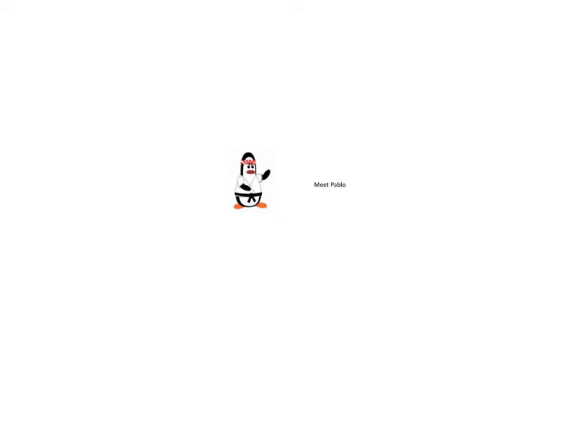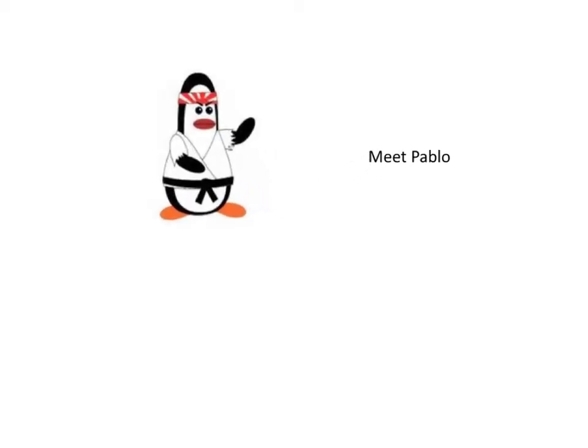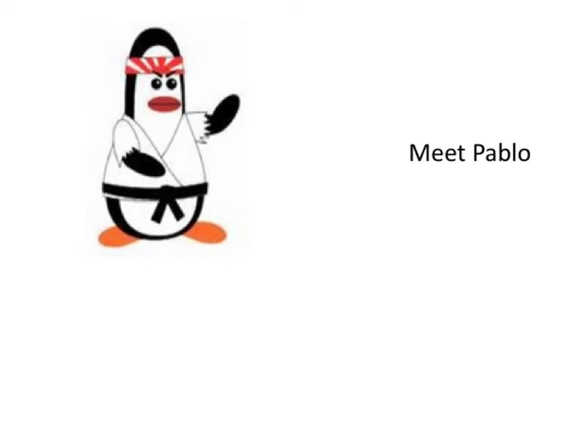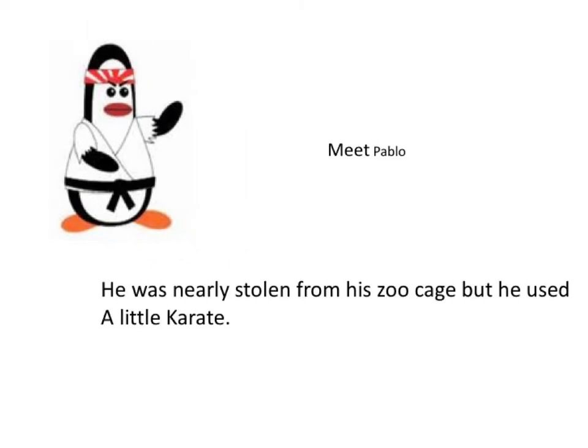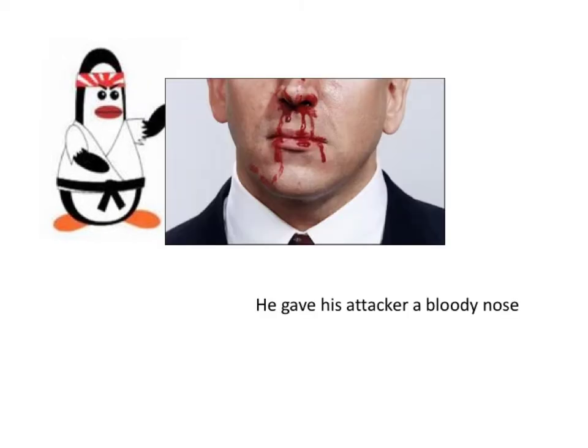Hey you guys, I want you to meet my friend Pablo. Pablo knows a little bit of karate. The other night, he was almost stolen from his zoo cage, but because he knows a little karate, he could save himself. He actually gave his assailant a bloody nose.